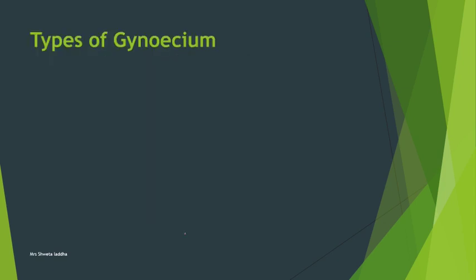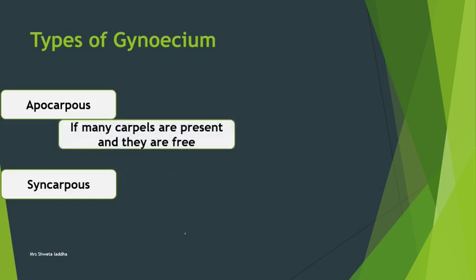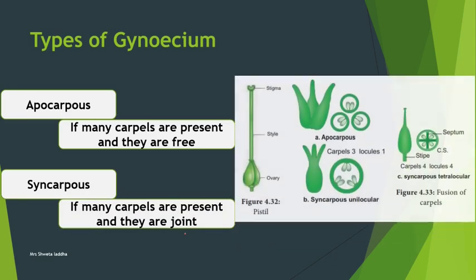Now let us also discuss two types of gynoecium, apocarpous gynoecium and syncarpous gynoecium. Members of the gynoecium, what are they called? Carpels or pistils. If in a flower there are many carpels and they are free from each other, then we call it the apocarpous condition. Many carpels are present in a flower and they are free from each other, apocarpous. If there are many carpels in a flower and they are joined together, then we call it syncarpous. Look at this picture.